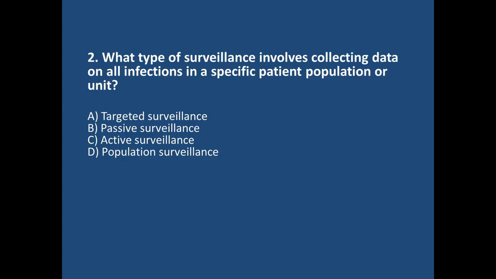Question number 2. What type of surveillance involves collecting data on all infections in a specific patient population or unit? A. Targeted surveillance. B. Passive surveillance. C. Active surveillance. And D. Population surveillance.